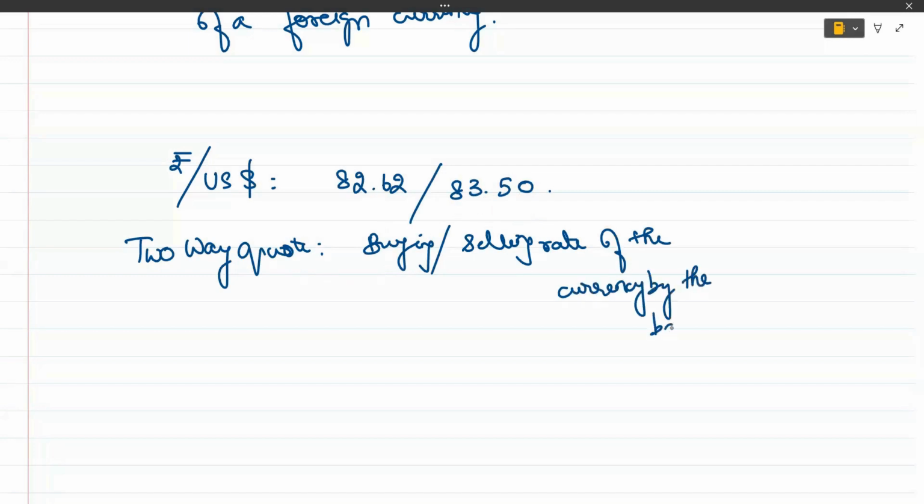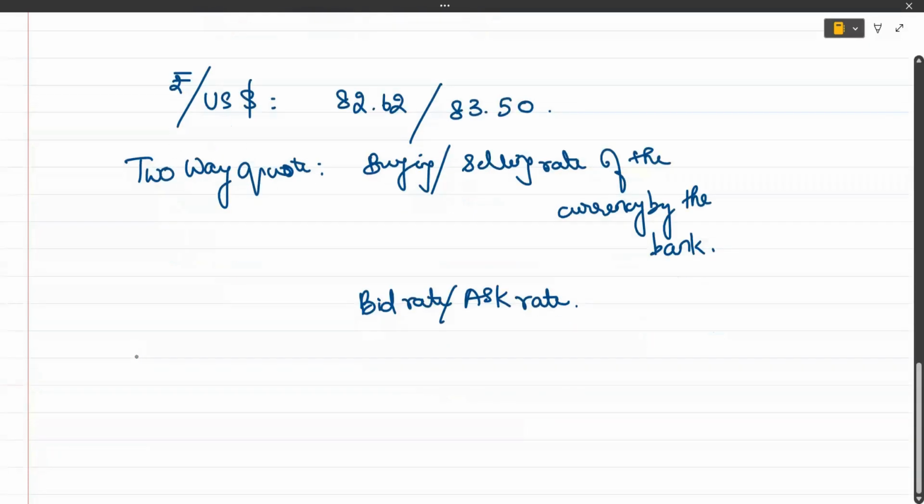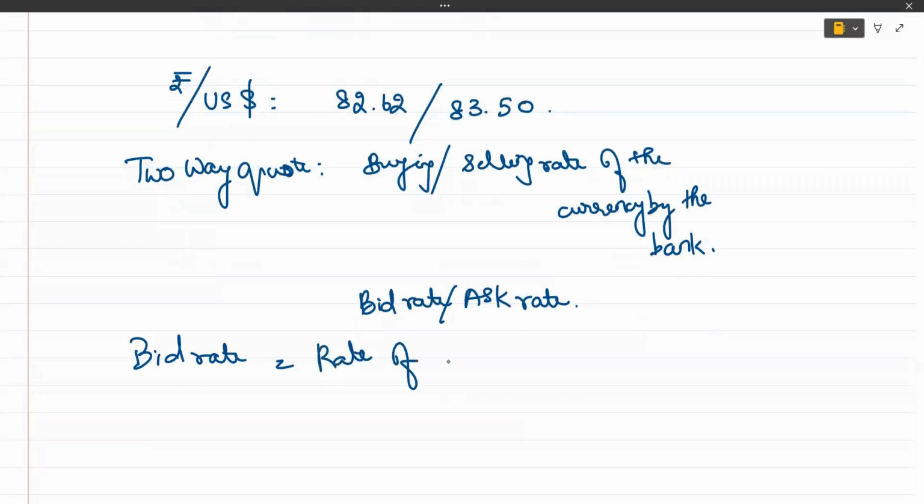Okay, wow. So this rate is what you call as bid rate by ask rate, where bid rate is the rate of buying a foreign currency by a bank.